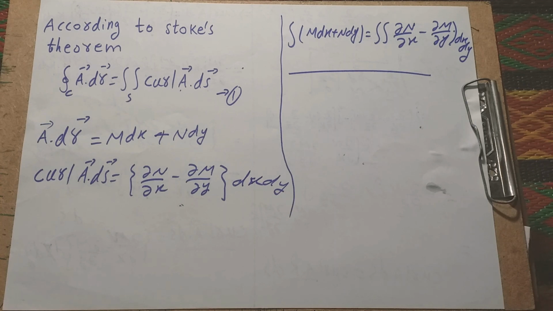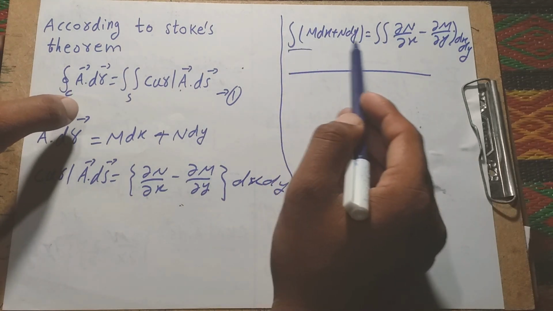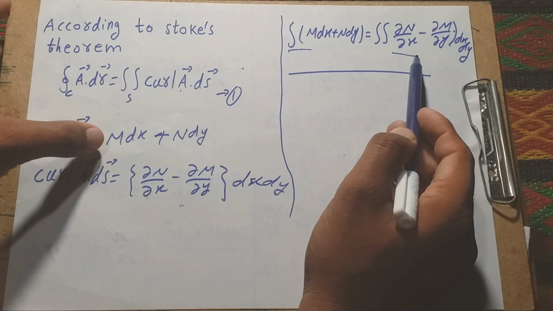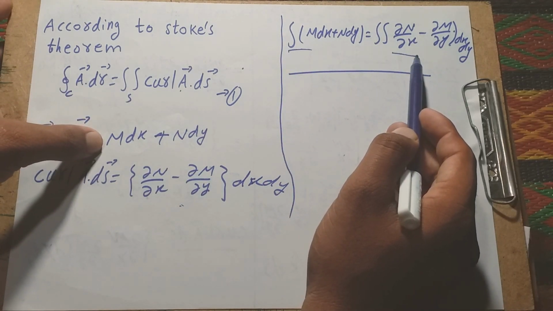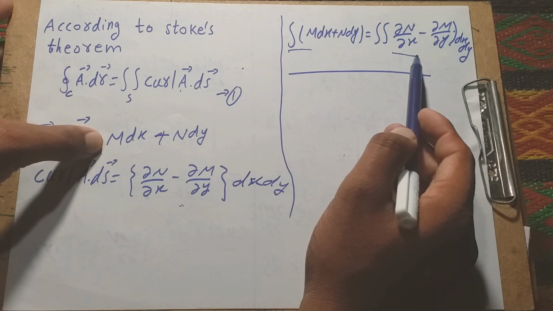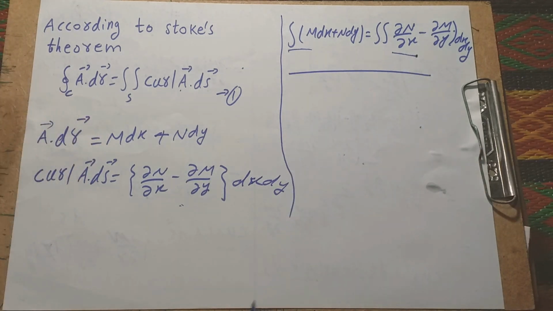The purpose of Stokes' theorem is to convert line integrals into double integrals of the microscopic circulations. Okay, understand? Our topic is closed.